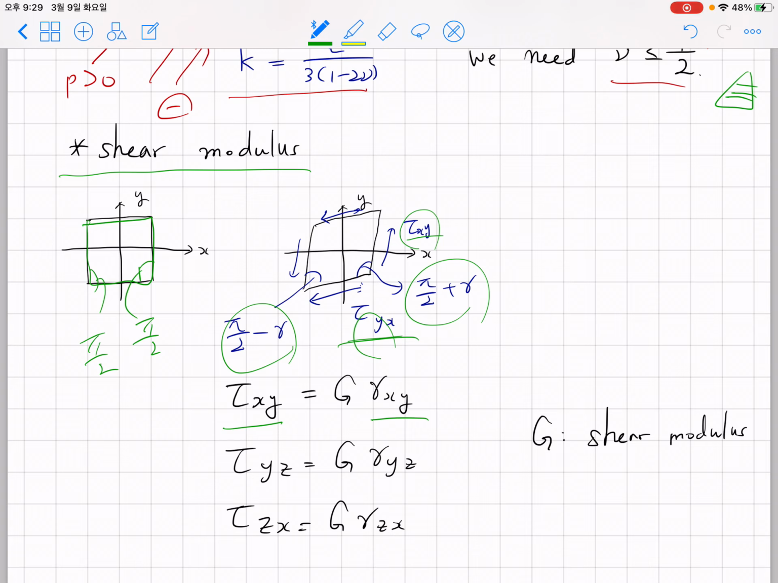shear stress, you're going to have gamma xy. For yz and zx shear stress, you're going to have gamma yz and gamma zx. Shear modulus connects shear stress and shear strain, and that's the definition of shear modulus. Can we have a relationship between shear modulus and Young's modulus, Poisson ratio, and bulk modulus?